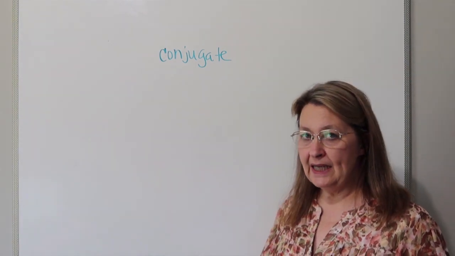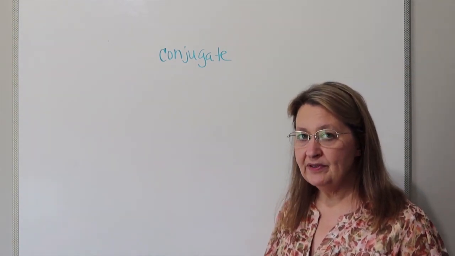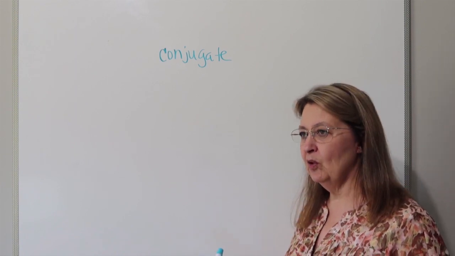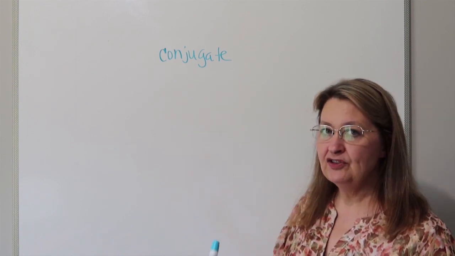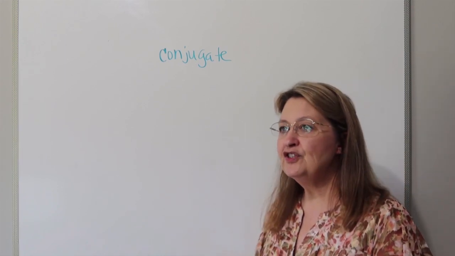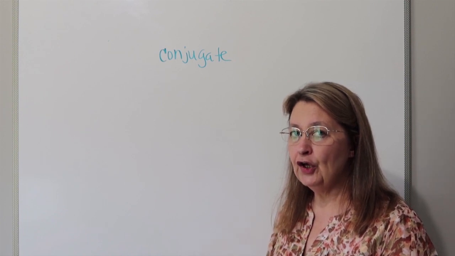A conjugate is a binomial with the opposite sign of the given binomial. I know that's confusing, so let's look at an example. The word conjugate is based on something else. I can't just walk up and say, hey, what's the conjugate? You have to have something to have a conjugate of.